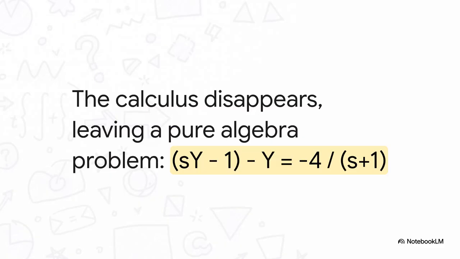Step 1, transform. We apply our big derivative rule to that y prime, which gives us sY minus our initial value of 1. The transform of y is just Y. Then, the transform of the stuff on the right side is something you can just look up in a standard table, which gives us negative 4 over s plus 1. And just like that, poof, the calculus is gone.